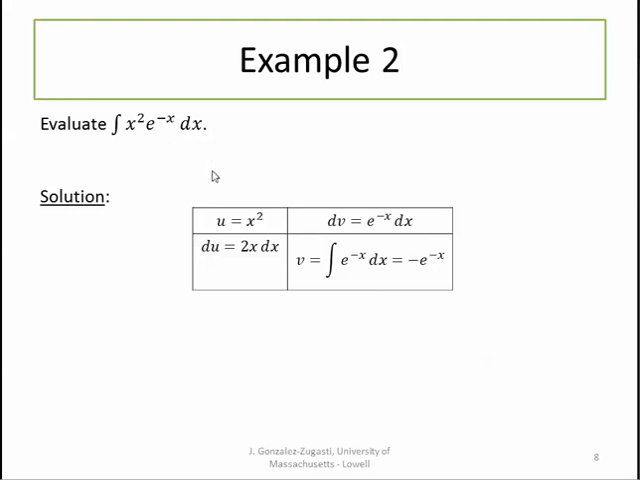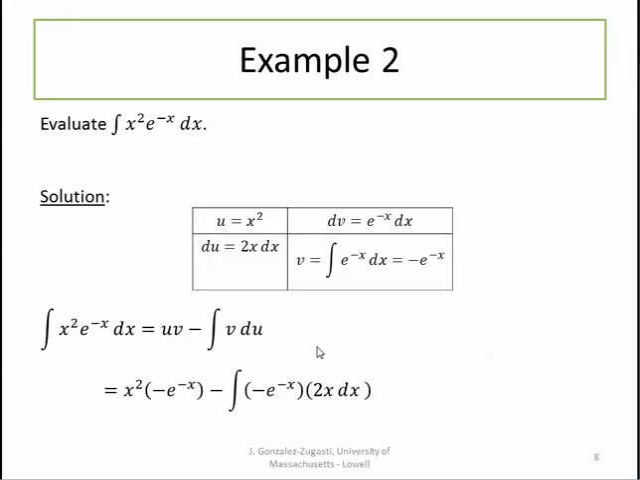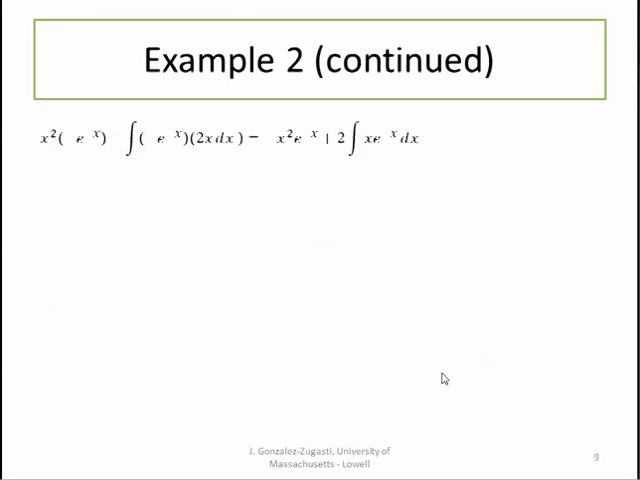Once we do that, I know what du is. I take the derivative. I know what v is because I know the antiderivative of e to the negative x is negative e to the negative x. So I now know that my integral is equal to uv minus the integral of v du. I plug everything in. And now, after we've plugged all our values in, we're going to simplify it a little bit. Take care of these parentheses and the negative signs, to end up with negative x squared e to the minus x plus 2 the integral of x e to the minus x.